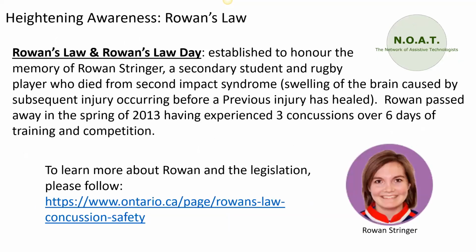You can't talk about this in the province of Ontario without talking about Rowan Stringer. Rowan was a young gal who was playing rugby in secondary school, and Rowan sustained a number of concussions. She actually passed away from something called second impact syndrome, which is swelling caused by subsequent injury, which occurs before a previous injury has healed. She had sustained 3 concussions over 6 days while she was training and competing. Rowan's family didn't know about the implications of this. Rowan's coach didn't know. And Rowan didn't seek medical help until, unfortunately, it was too late.